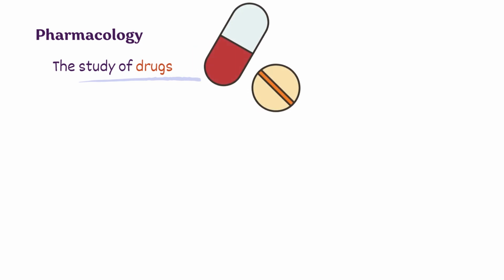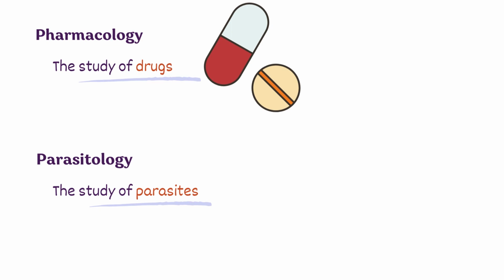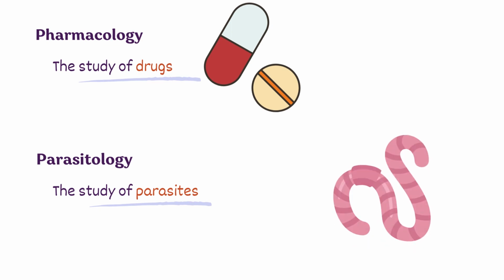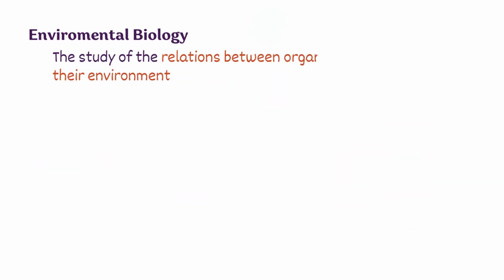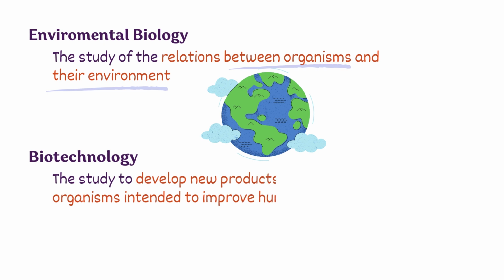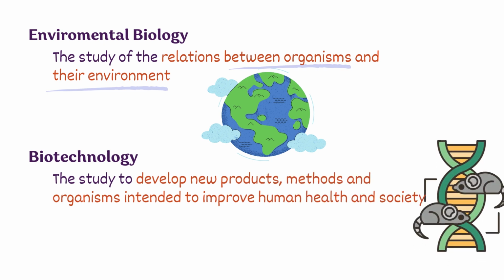In pharmacology, we study drugs. And in parasitology, we study about parasites. These parasites either live on or inside other organisms for nutrition. Environmental biology is the study of relations between organisms and their environment, whereas biotechnology is the study to develop new products, methods, and organisms intended to improve human health and society.